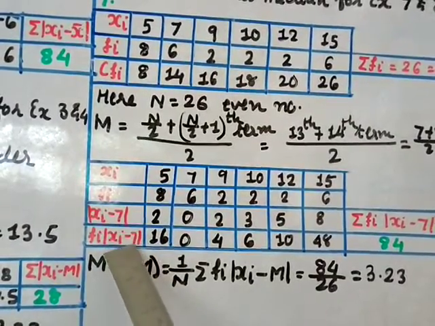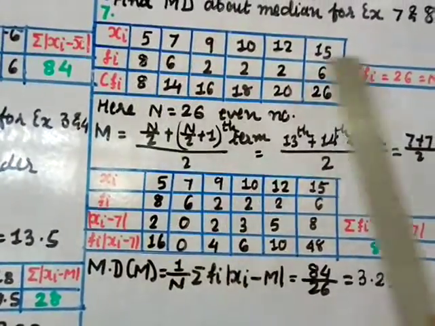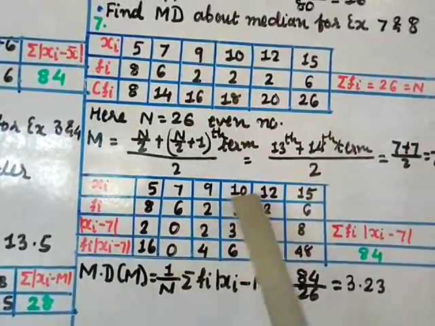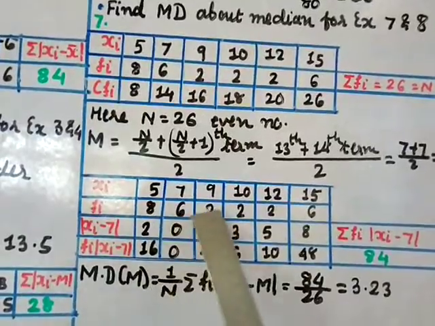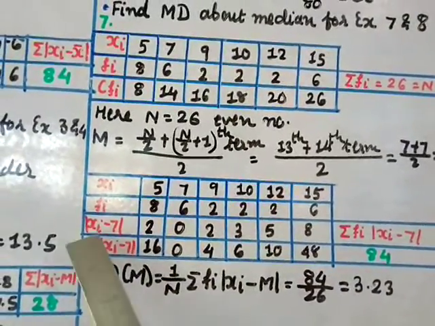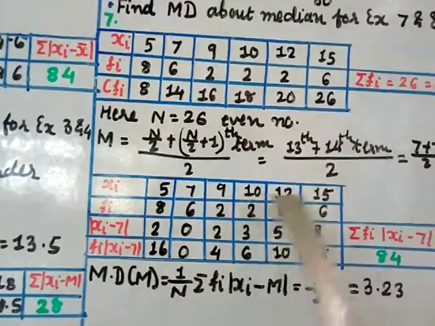Okay, these two product here. So xi and fi, what is given in the question? Just write 5, 7, 9, 10, 12, 15, and fi is 8, 6, 2, 2, 2, 2, 6. Okay. Now xi minus 7, this is the xi and this is 7.